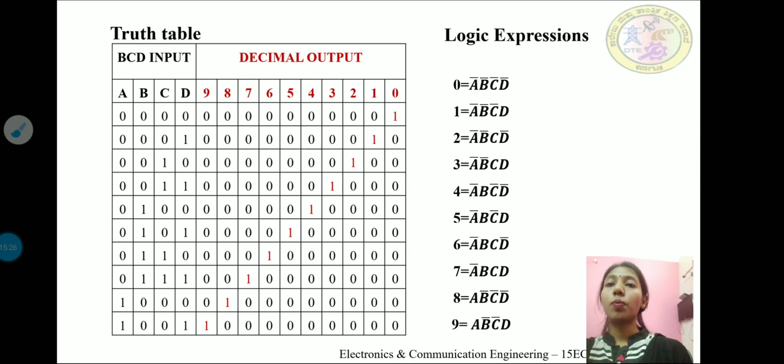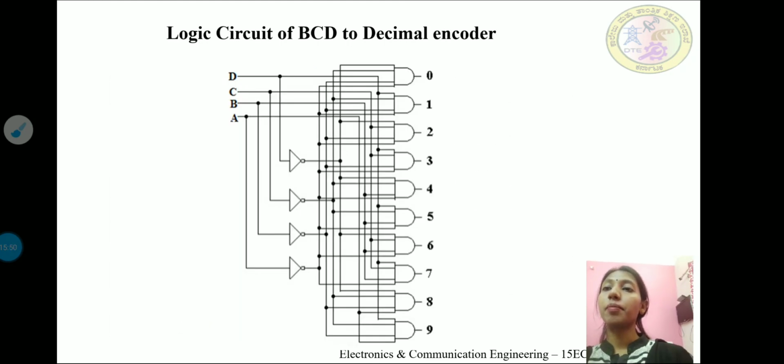That is, in order to obtain the complement of the variables A, B, C, D, we require 4 NOT gates, and there are 10 expressions, 10 product terms. So we require 10 AND gates, and the number of inputs required for each AND gate is 4, since each expression consists of the 4 variables. The connections to the AND gates are made to the BCD input variables as shown in the diagram.